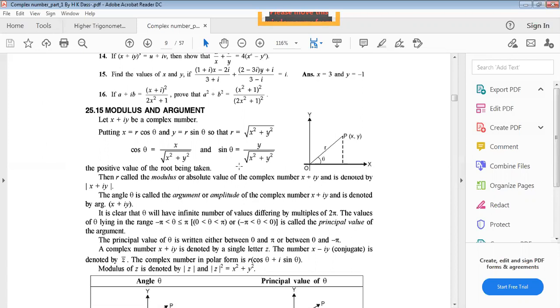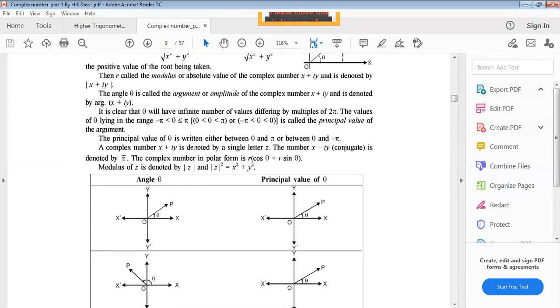Just dividing this one by this, we get tan θ = y/x. Then θ = tan⁻¹(y/x). This θ is called the argument or amplitude of that complex number and is denoted by arg(x + iy). Understand? So we have to define modulus and argument like this.